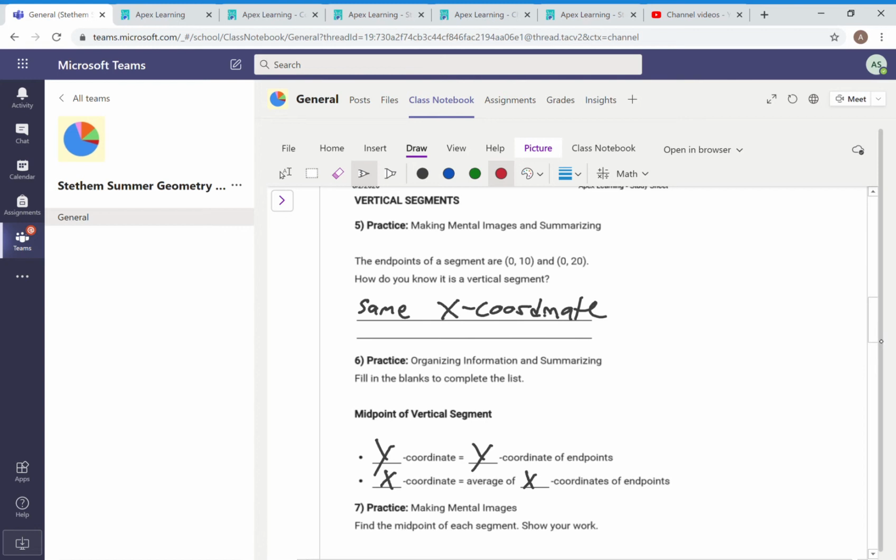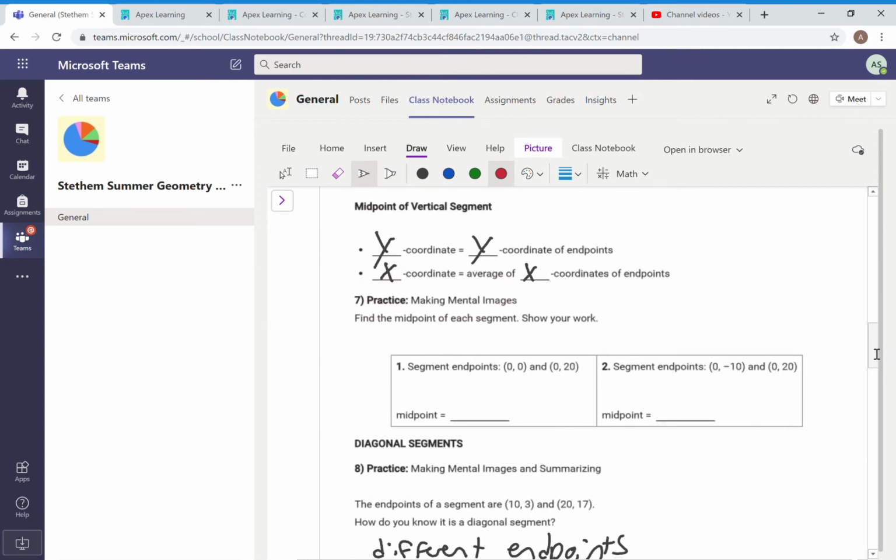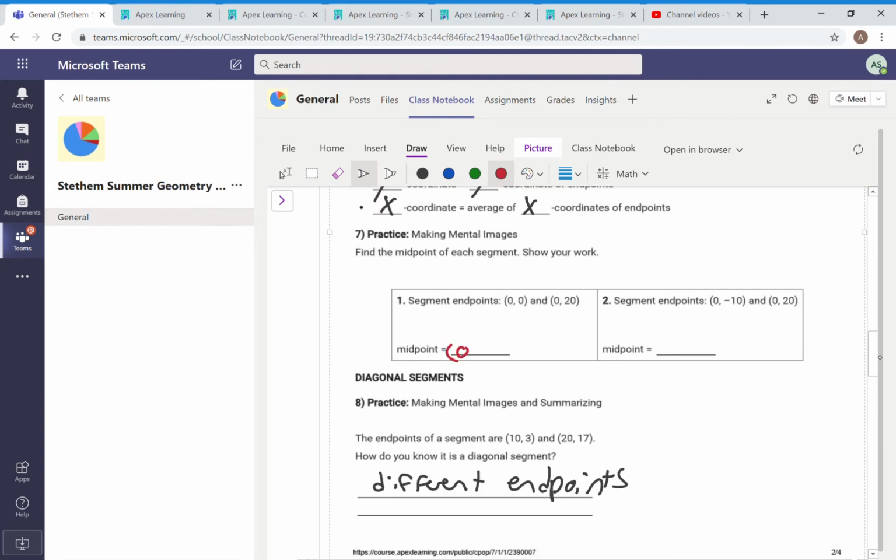Vertical segments. If something's vertical, it has the same x coordinates. So just know that in case of an Apex quiz. Horizontal is y, vertical is x. It's the same idea, only now your x's stay the same because they're both already 0. And I would do 0 plus 20 and divide by 2, which we already found to be 10. And it would be the same numbers there. Okay, so that's your vertical and horizontal.